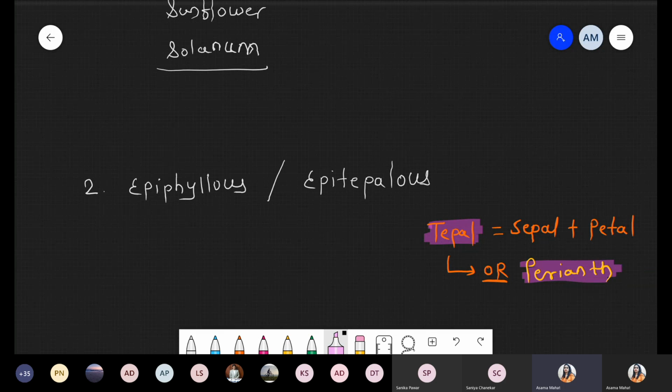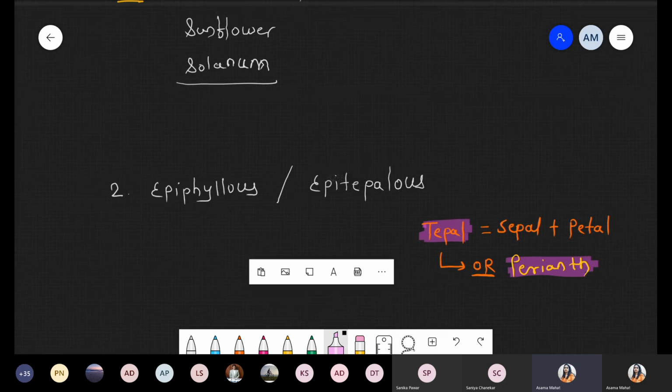And what is the meaning of tepal or perianth? That is petal and sepal, both morphologically similar. We never identify them separately. It's not showing fusion. Fusion is a different thing. What is the meaning of perianth? Perianth means they are morphologically similar. Yes, got it.